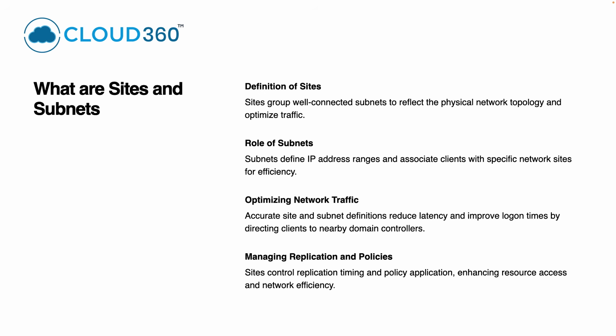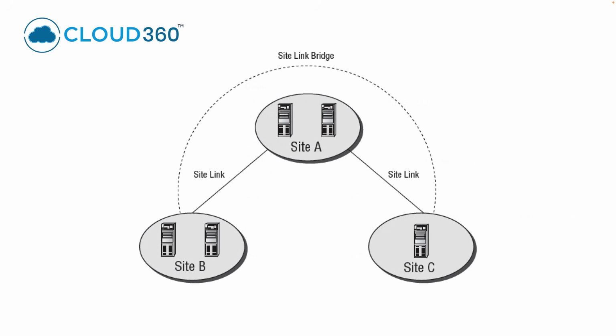authentication and directory services. Sites are crucial for managing the replication traffic between the domain controllers as they allow the administrators to control when and how the replication occurs. By defining sites and the subnets accurately, organizations can reduce the latency, improve login times, and enhance the overall network efficiency. The use of sites also enables better control over the resource access and policy applications based on geographic or the network boundaries.